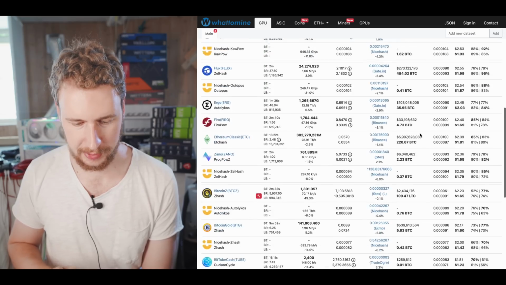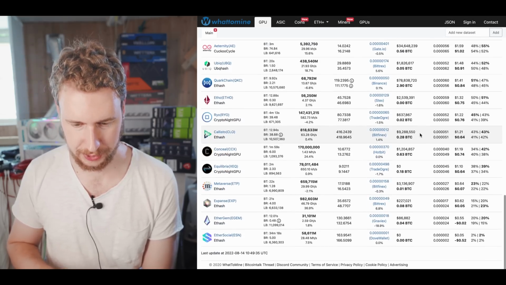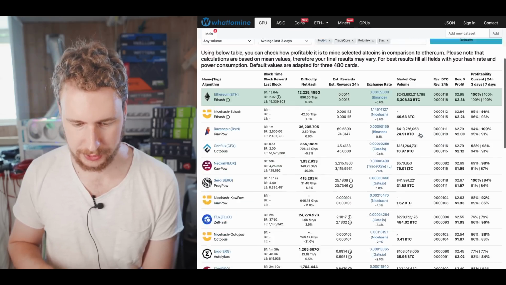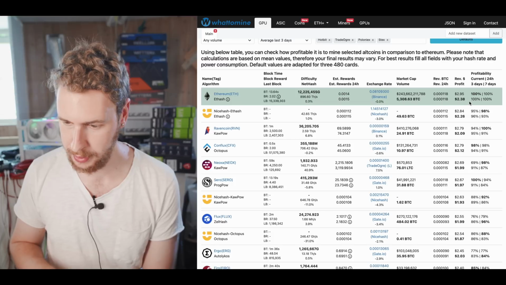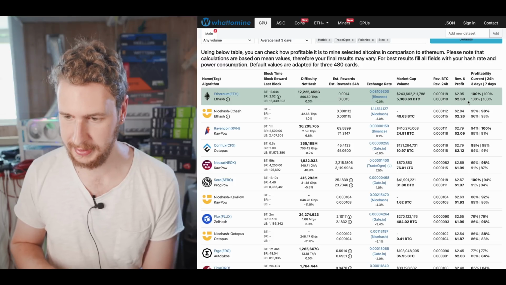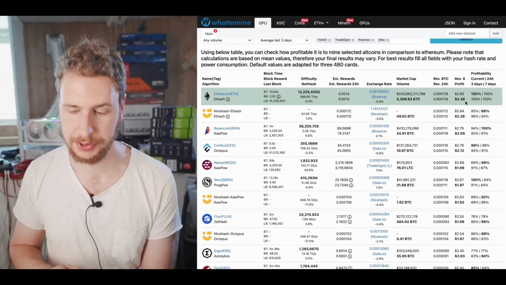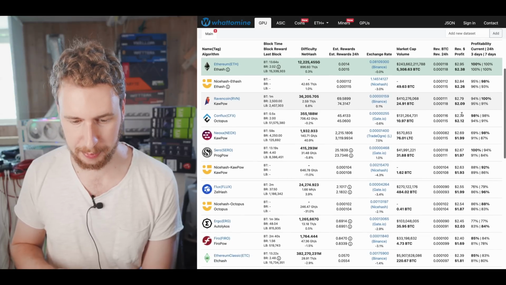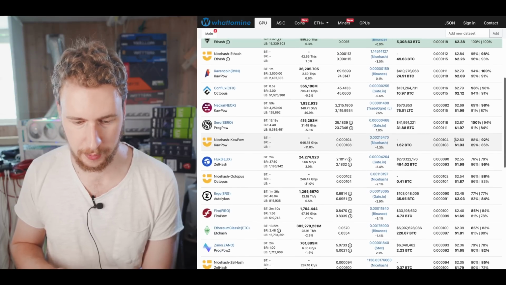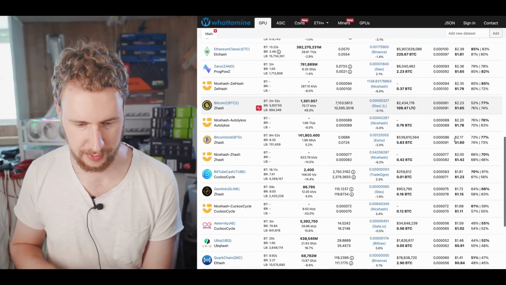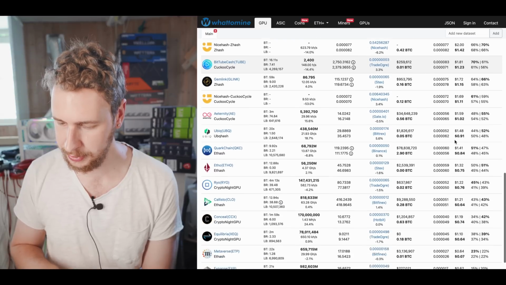So as you can see here, we have a long list of different coins using all of these algorithms. And on top, of course, right now we have Ethereum making you $2.38 per day. For reference, today's date is the 14th of August 2022. And then we have Ravencoin in second place, Conflux, Neoxa, Zero, and so on. You can see all of the coins here. I don't need to read them out loud.